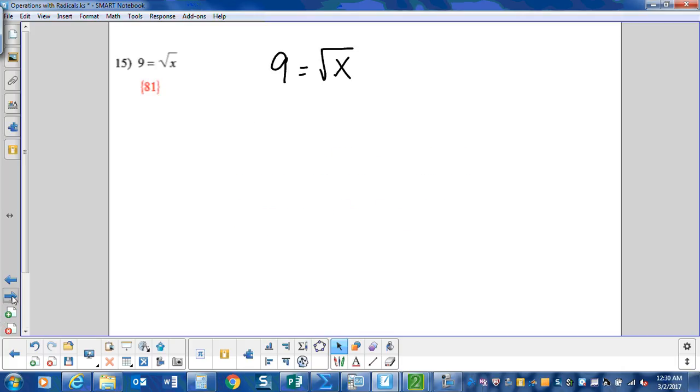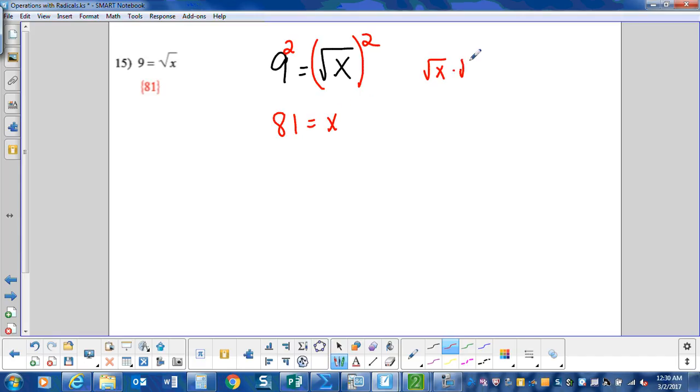So here I have 9 equals the square root of x. So in order to get rid of the square root of x, I'm going to square the left and square the right. So that's 81 equals x. And remember, anything times itself, a square root times itself, is equal to the radicand. So when I square this, that's getting rid of the square root sign.